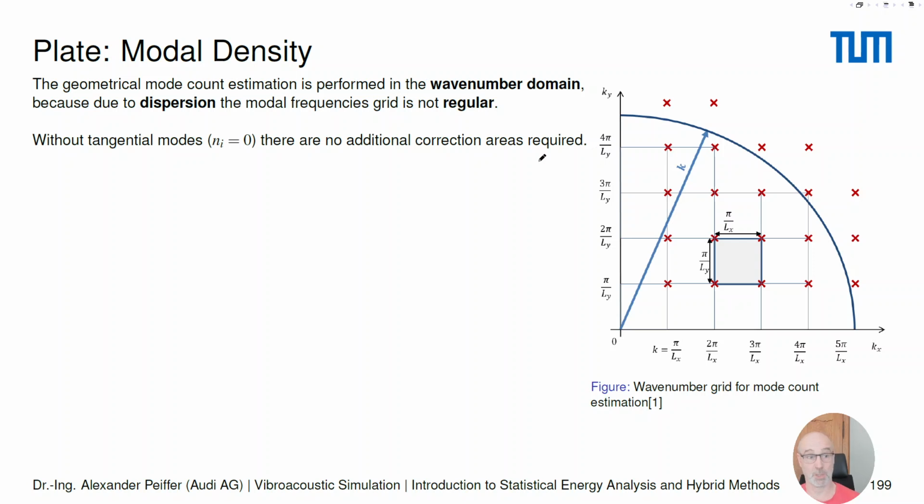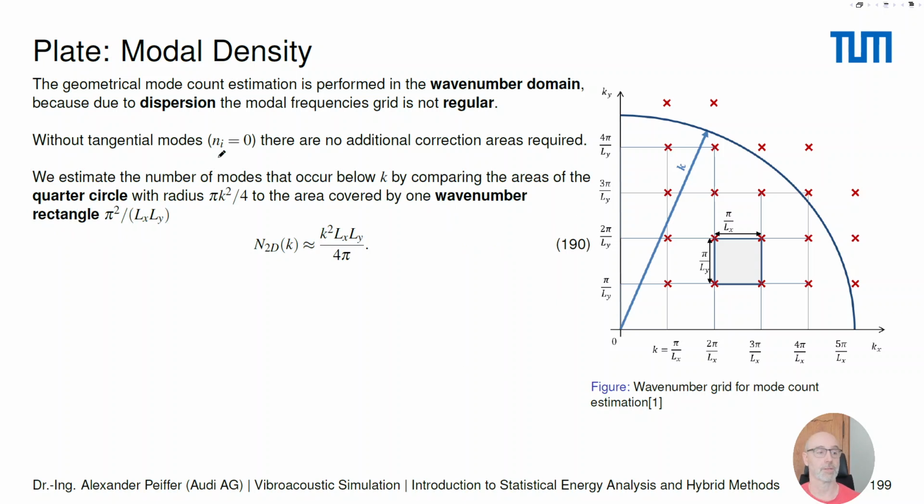In addition, the thing is quite much easier than for rooms or other systems because we have no tangential modes. There is no static mode and there is no index 0. That's because we are not using cosine functions, we are using sine functions. So all the fancy half columns and corners, as was used in the fluid example, are not needed anymore. And the formula for modal density is quite simple. So we just take the quarter circle with area pi k squared divided by 4. And we have to use the wave number rectangle, which is given by pi squared divided by the area of the plate. And then we can estimate the mode count.